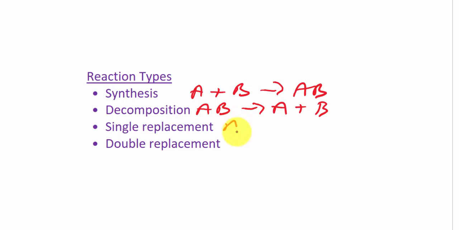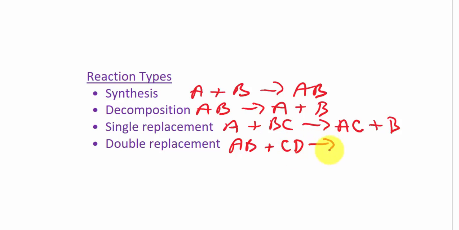Single replacement, where you have a single element added to a compound, and the single element replaces one of these two elements to produce a new compound. In this case, we'll go with A, C, and B. And then double replacement, where you have two compounds, and they literally switch partners, and you wind up with an AD and a CB in this case.